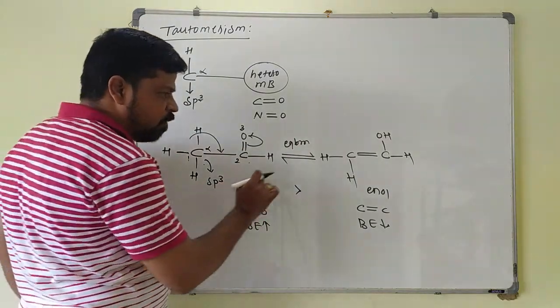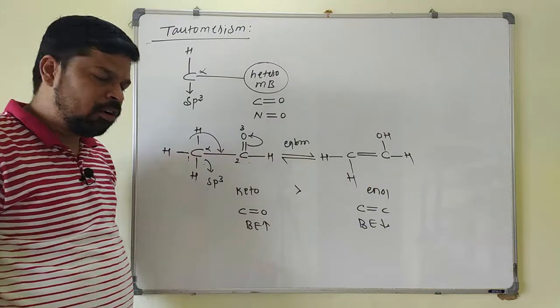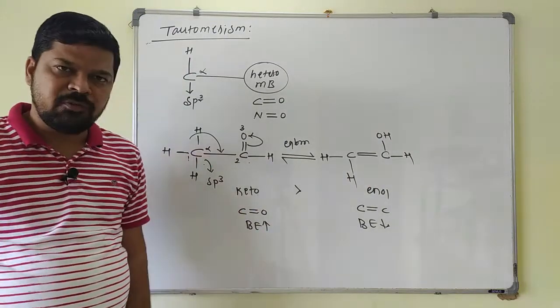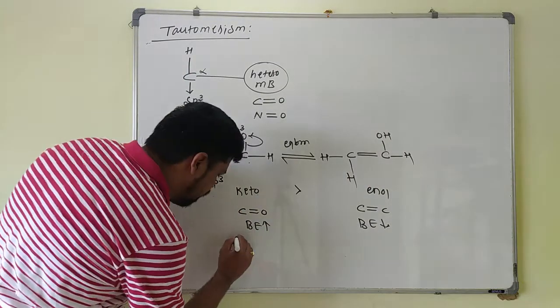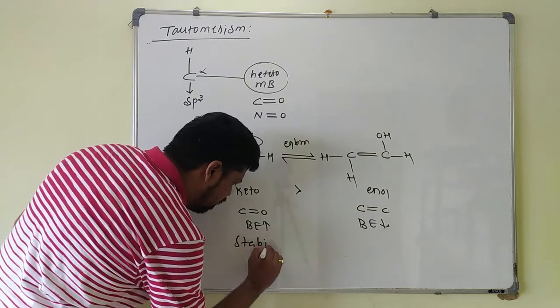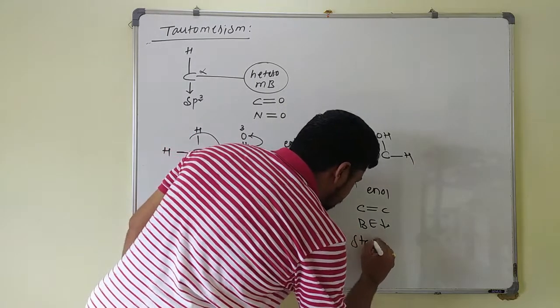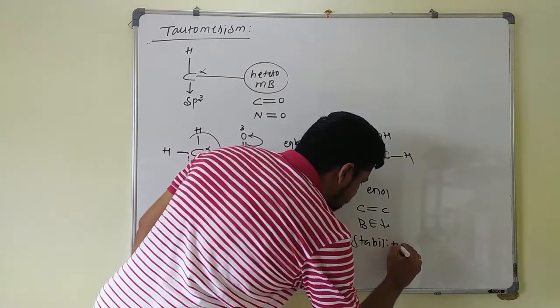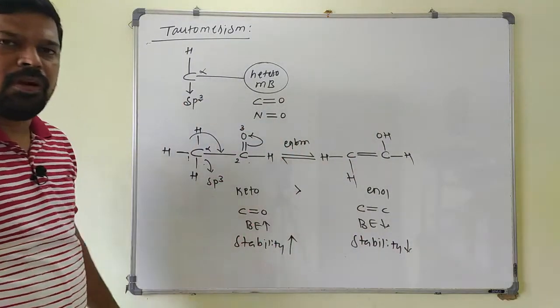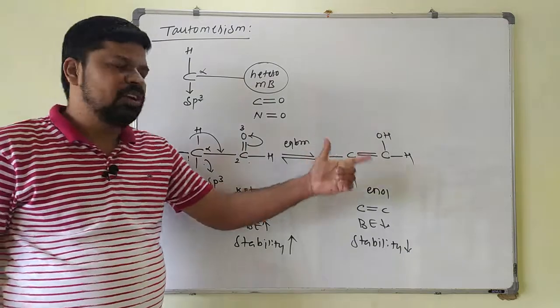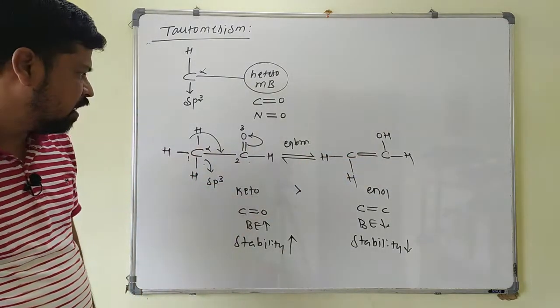So always keto form is more stable than enol form due to more bond energy of what? C double bond O. So here the stability will be more, and in this case the stability of the compound is less here because of less bond energy. So this is how the tautomerism will be observed in the different compound.